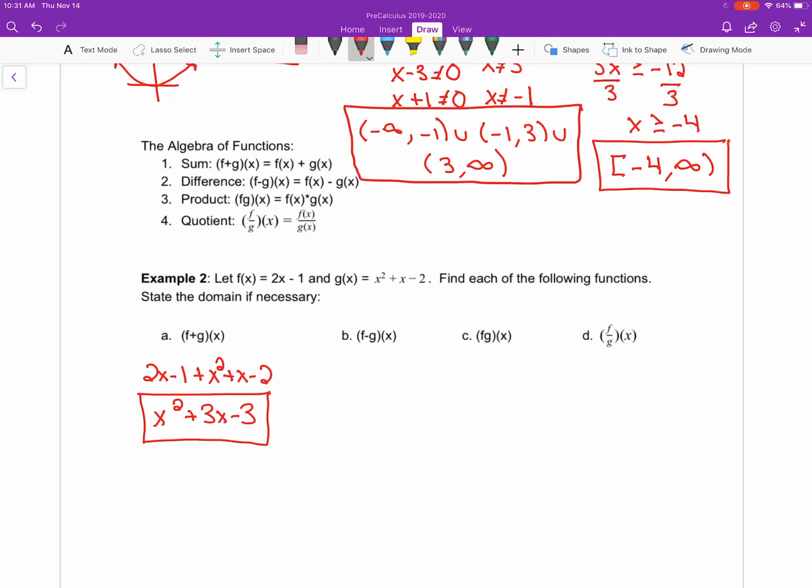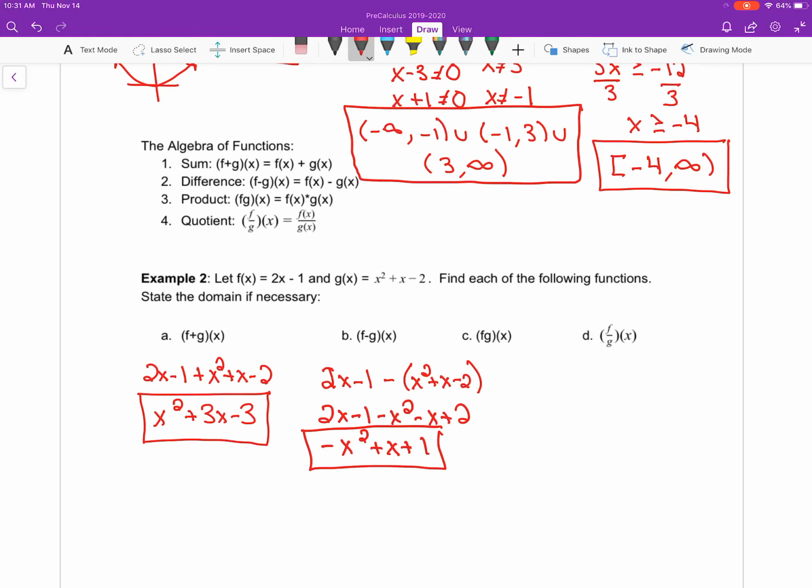When you are subtracting, so f of x minus g of x, make sure that you put that in parentheses. That's a 2. So you distribute your minus sign. So you end up with -x squared plus x plus 1 by combining your like terms.